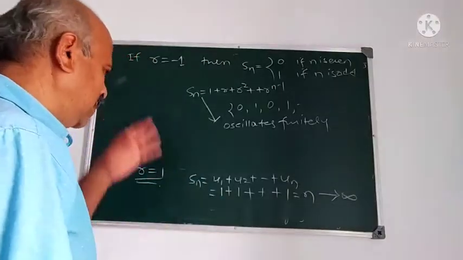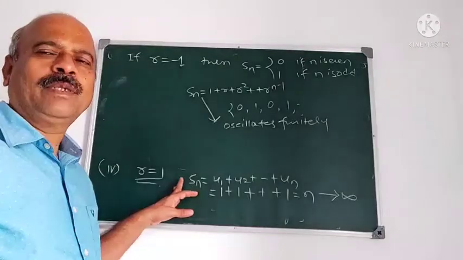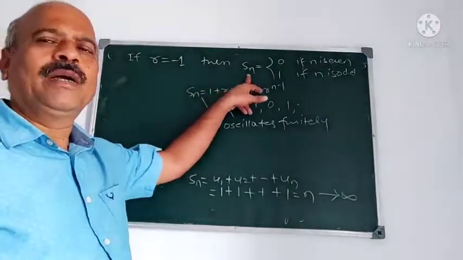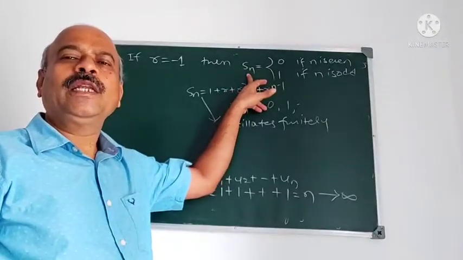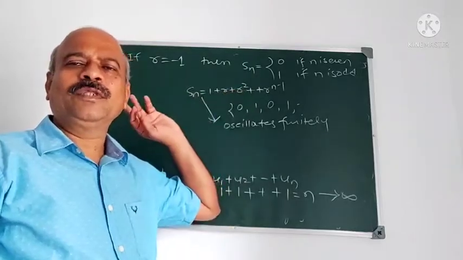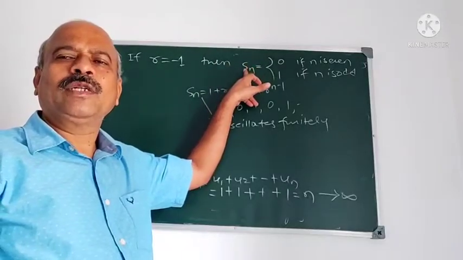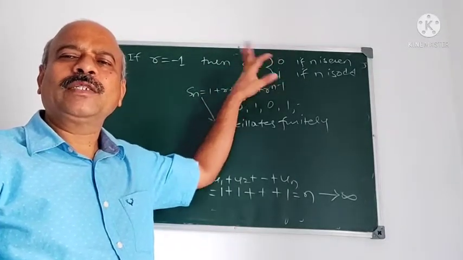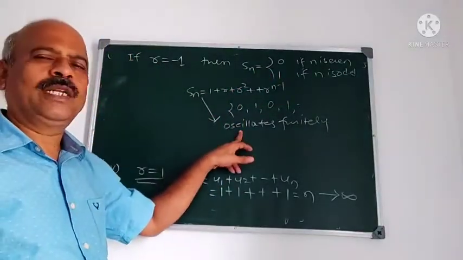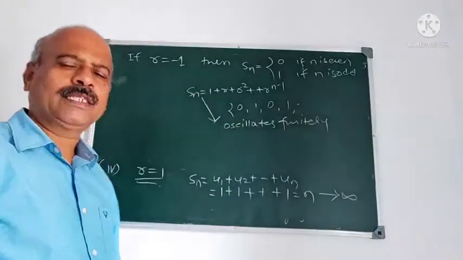Unlike in the case of r less than minus 1, what happens? When r is less than minus 1, Sn oscillates infinitely. It takes values from minus infinity to infinity. So when r is less than minus 1, sigma r raised to n minus 1 oscillates infinitely, so the series oscillates infinitely. When r is equal to minus 1, it oscillates finitely. So these are the cases.